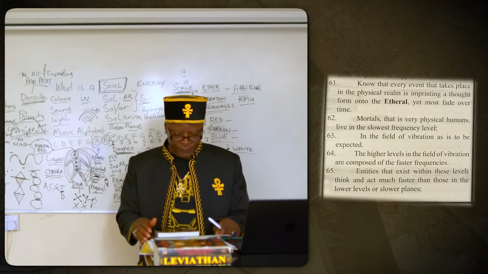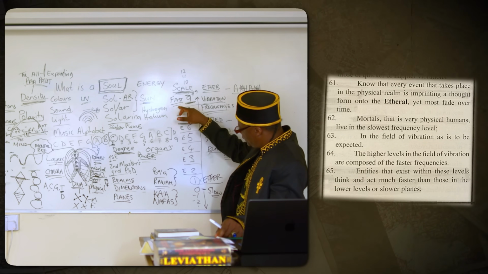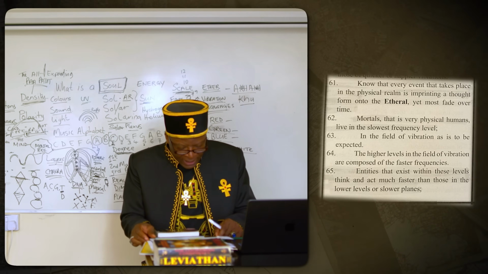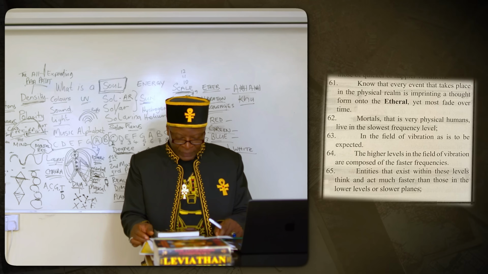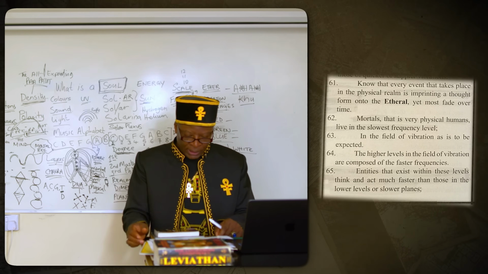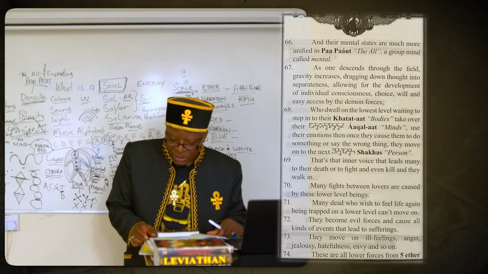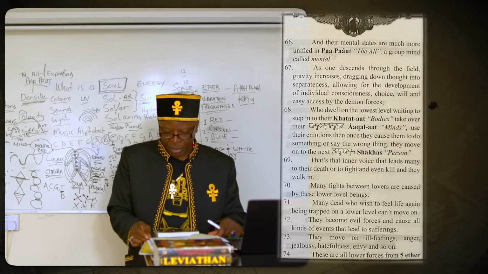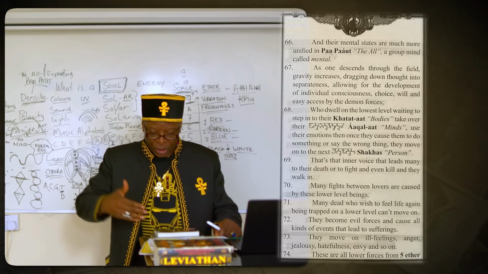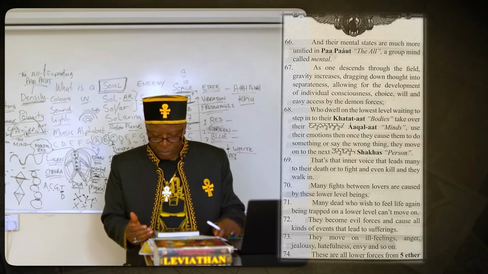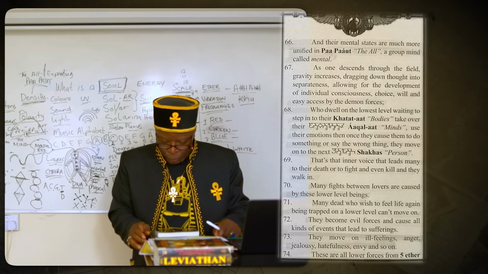The higher levels in the field of vibration are composed of the faster frequencies. That's why I put here faster frequencies. This is the lower frequencies. And 65, entities that exist within these levels think and act much faster than those in the lower levels or slower planes. 66, and their mental states are much more unified in Pa'ut. So when you're thinking and vibrating on the higher frequencies, it's faster, but then you also are more united or unified with the Pa'ut, or the all, okay?